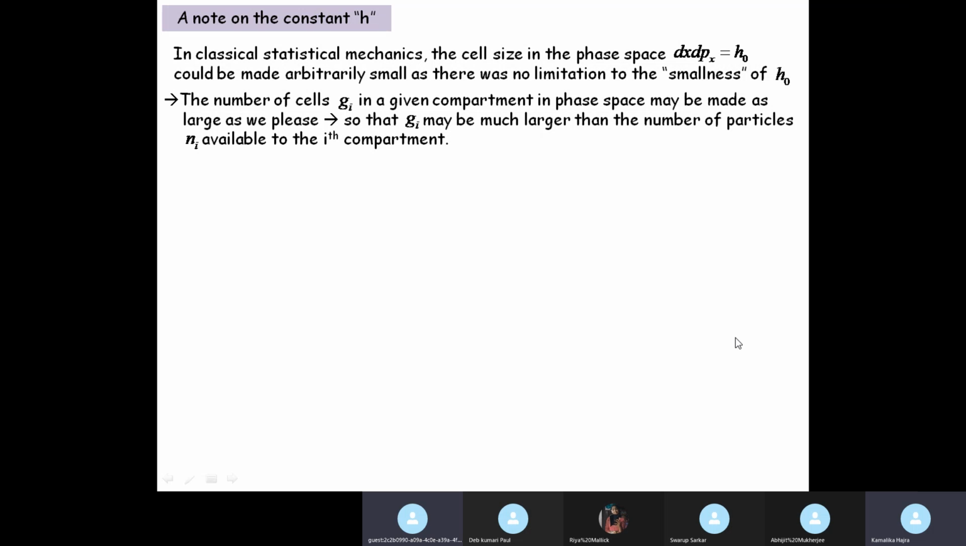Okay, so gi, as a result, may be much larger than the number of particles Ni available to the ith compartment. Suppose there are many compartments, and I take one ith compartment. Now I divide it into gi number of cells, say I create 100 cells.